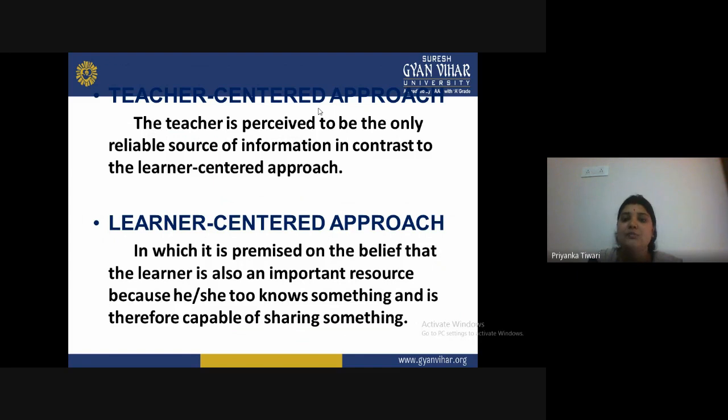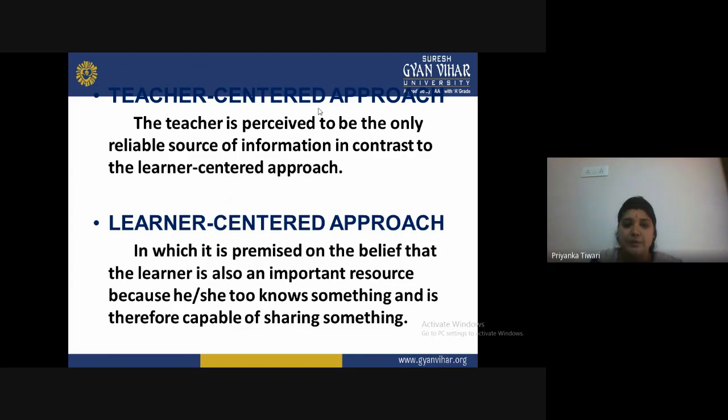The teacher is perceived to be the only reliable source of information, in contrast to the learner centered approach. As we know, the teacher is like a source of information. Here we are contrasting with the learner centered approach.